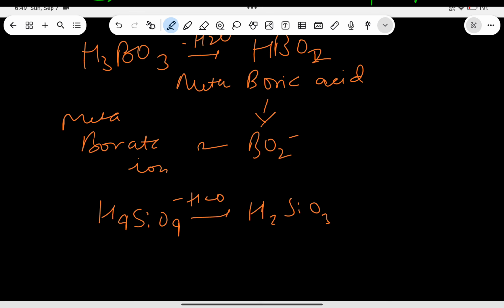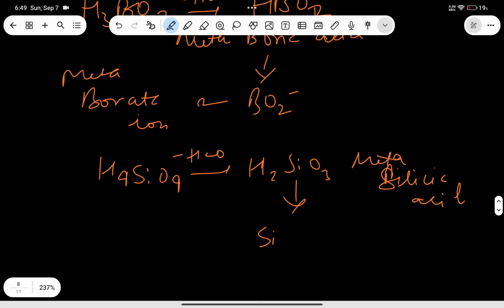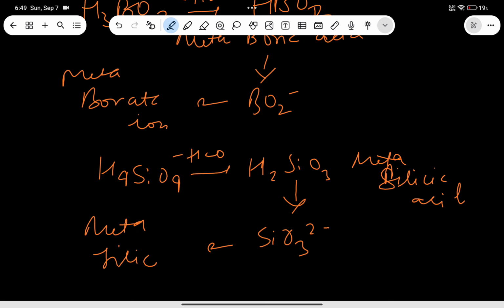And finally H4SiO4. If we try to remove water from this, it will be H2SiO3, and it will be called metasilicic acid. And then finally the ion that will be formed is SiO3 2 minus, and it will be called the silicate ion. Okay, so we are done.